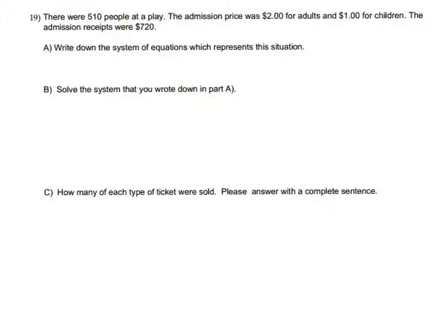Another story problem. There were 510 people at a play. The admission price was $2 for adults, $1 for children. The admission receipts were $720. Write down the system of equations which represents this situation. First off, we need some variables. I'm going to let A be the adults and C be the number of children.